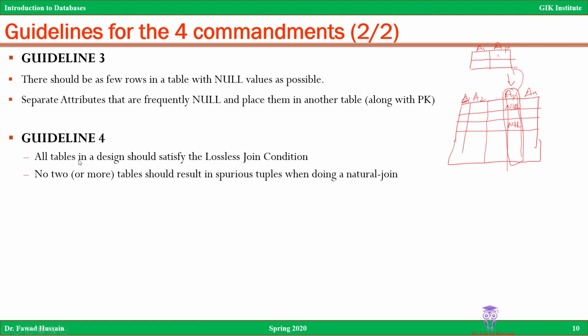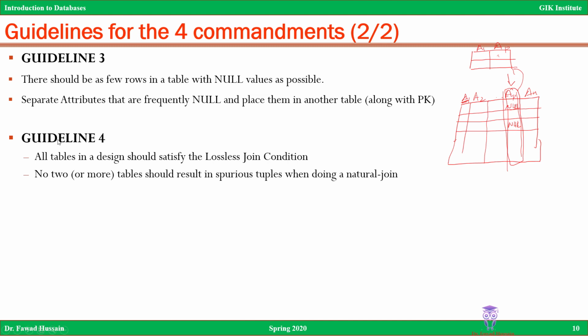The fourth and final guideline is that all tables in a design should satisfy what is known as the lossless join condition. The lossless join condition is what we just saw with the spurious tuples. It means that if a table is split and then rejoined, there should not be additional new things, and existing data should not be lost. So no two or more tables should result in spurious tuples when doing a natural join. This is the fourth guideline when we are designing the logical database.